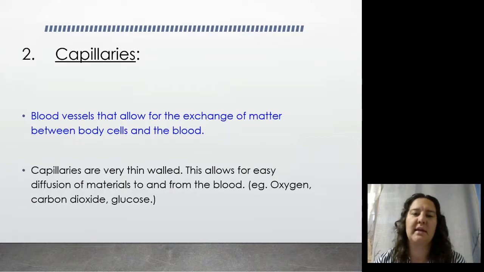Capillaries are blood vessels that allow for the exchange of matter between the body cells and the blood. So oxygen and nutrients go into the body cells, and wastes and carbon dioxide come out of the body cells. Capillaries are very thin-walled, and they only allow one red blood cell to travel through them at a time. They're only one cell wall thick, and this allows for the diffusion of materials into and out of the blood, like oxygen, carbon dioxide, and glucose.